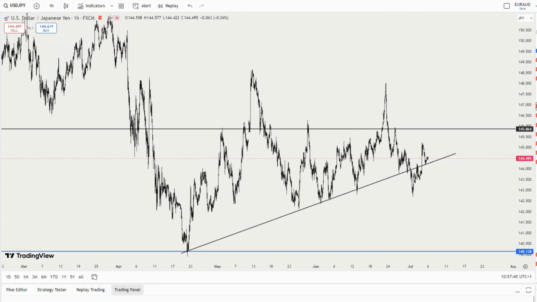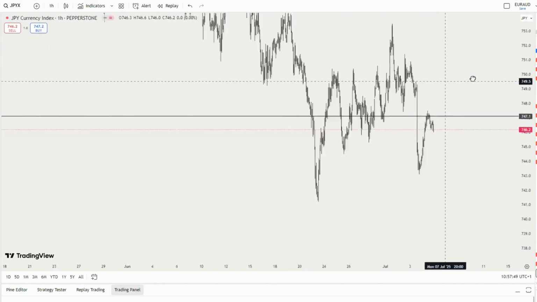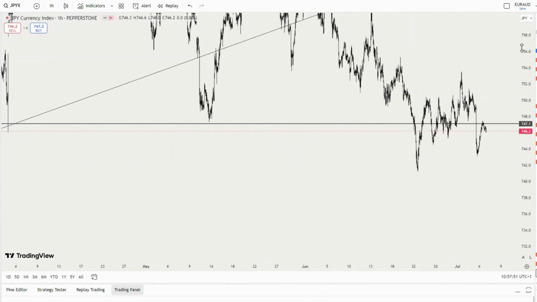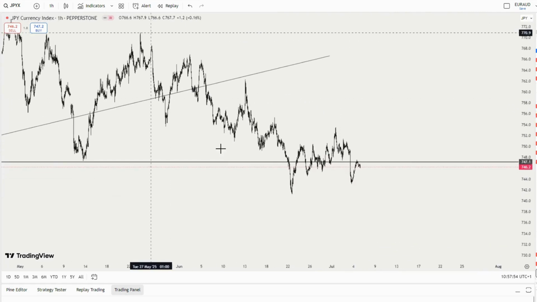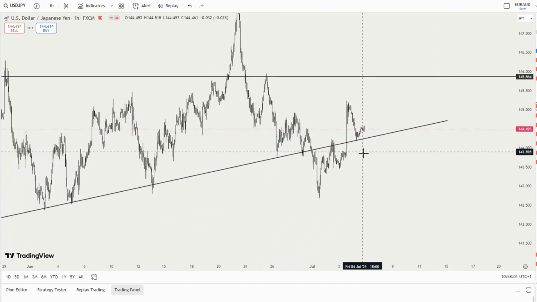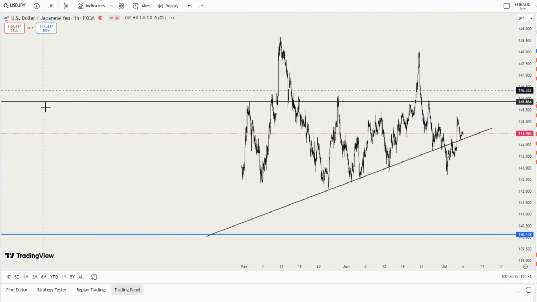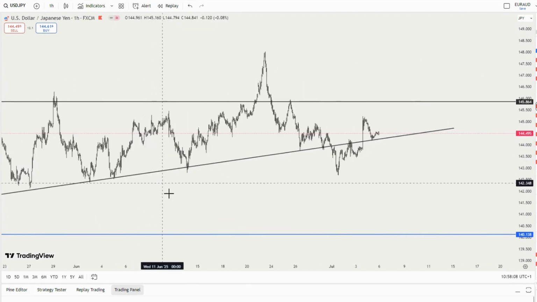So if you take the JPY index, you see that it's just going down. Like you can see, the JPY index is in a downtrend. So which means that, coupled with the NFP report of the US dollar that came out positive, and then the JPY weakness and stuff like that.